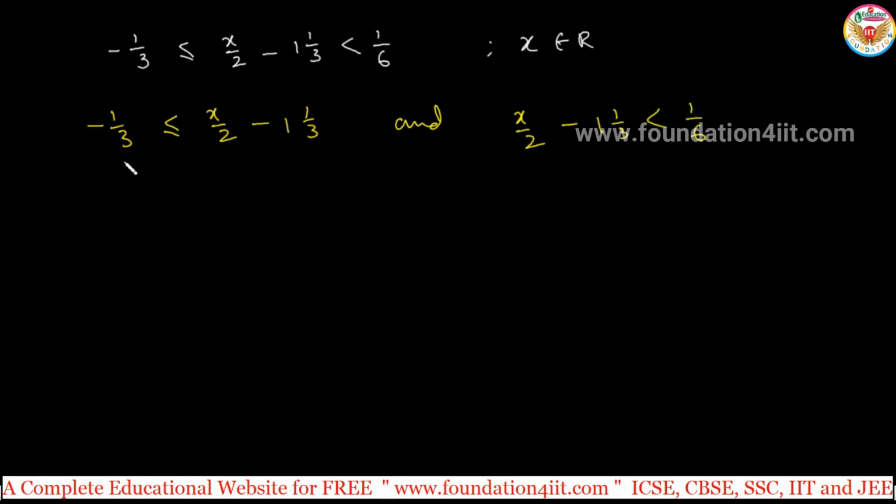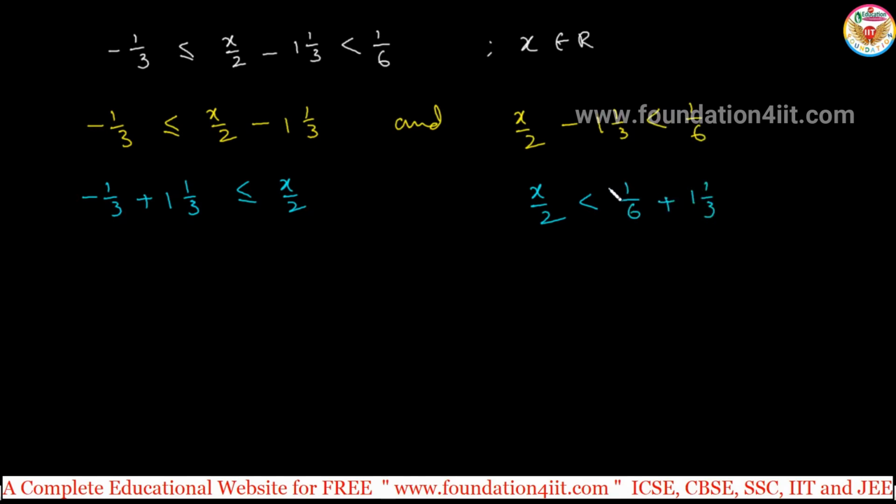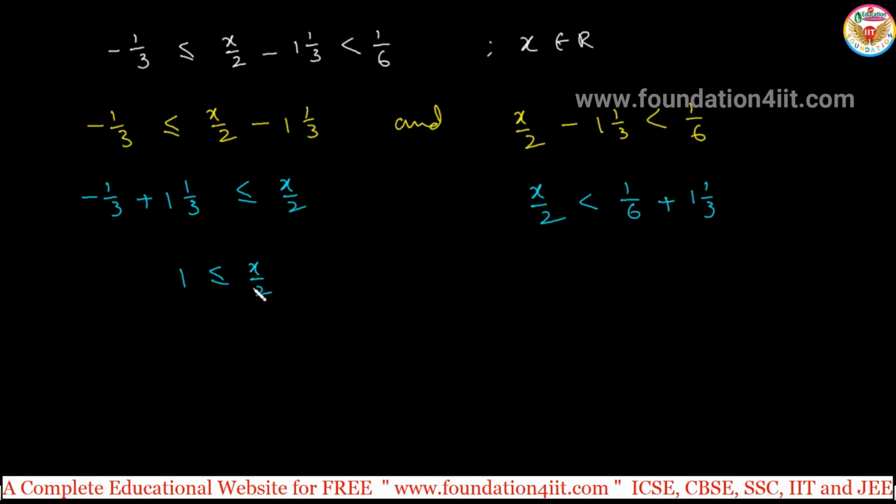Solve separately. Here it is negative, take positive. Minus 1 by 3 plus 1 by 3 less than or equal to x by 2. Rule number 2 I used: negative becomes positive by transposing from one side to the other side. Same way, here x divided by 2 less than 1 by 6 plus 1 by 3. Transposing to the right side. Simplify now. Minus 1 by 3 plus 1 by 3 is 1. Or else you can do the LCM, or convert mixed fractions to improper. Minus 1/3 plus 1/3 is 1, less than or equal to x divided by 2. 2 is dividing, multiply on both sides, then 2 is less than or equal to x.